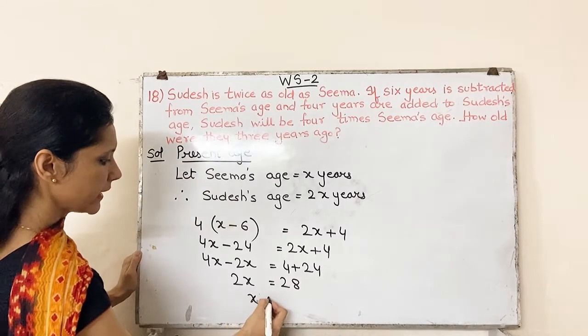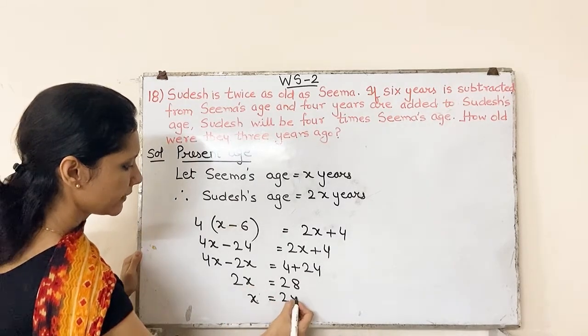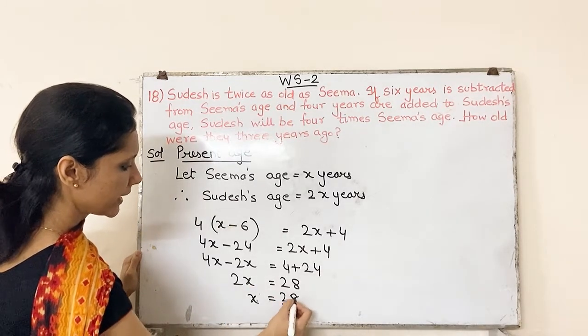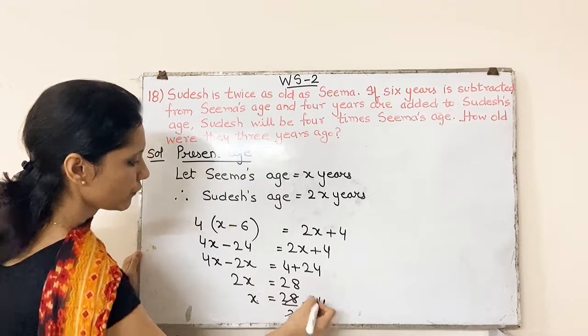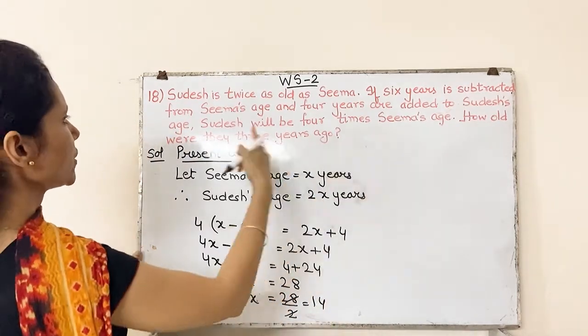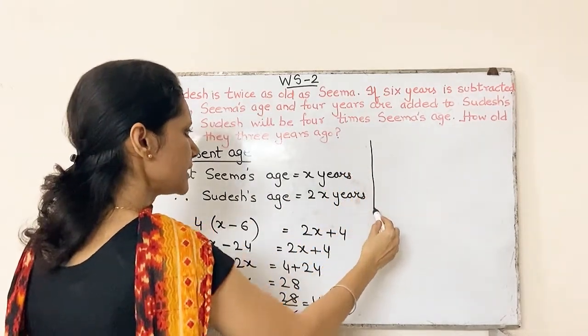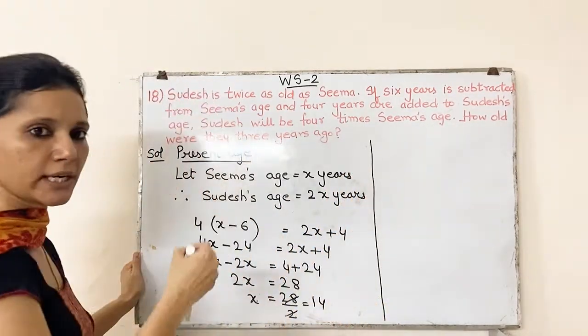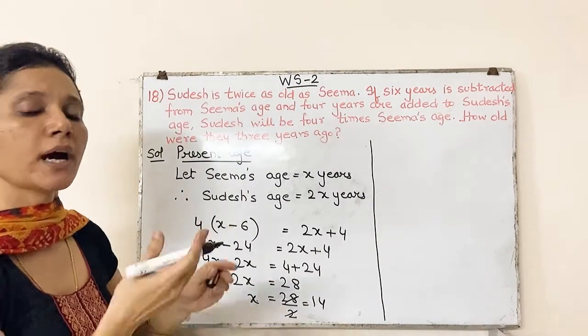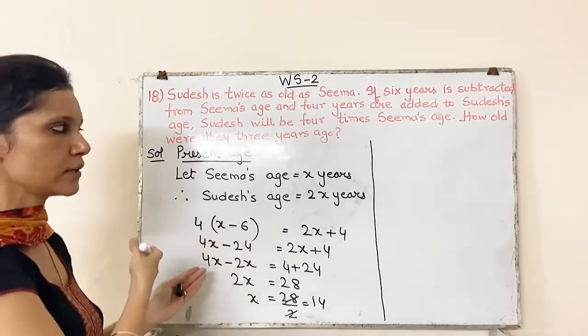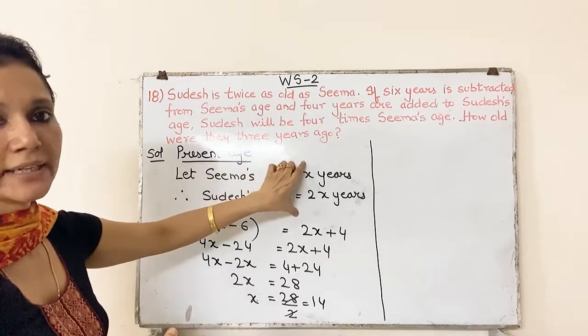So what would be the value of x? 2 would get divided on this side. So the value of x is 14. So what is the question? How old were they 3 years ago? Now if we know the present age of Seema and Sudesh, we can easily find out how old they were 3 years ago. So first of all we'll have to find their present age.